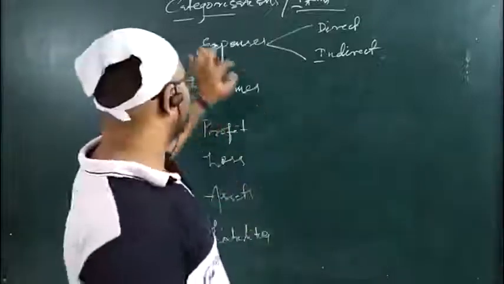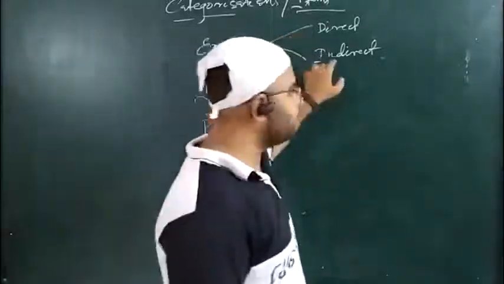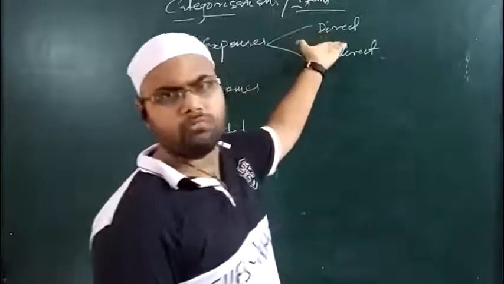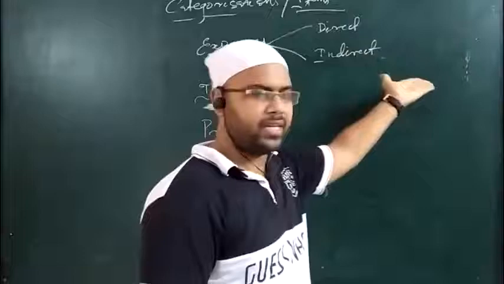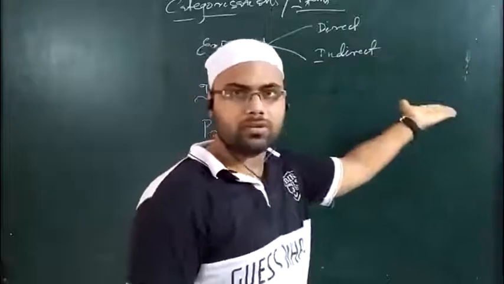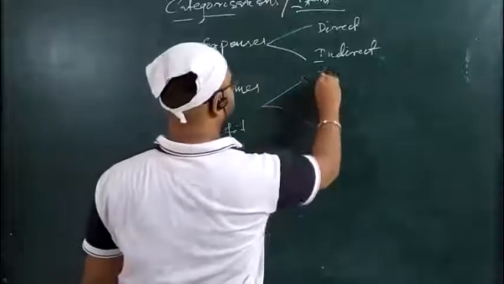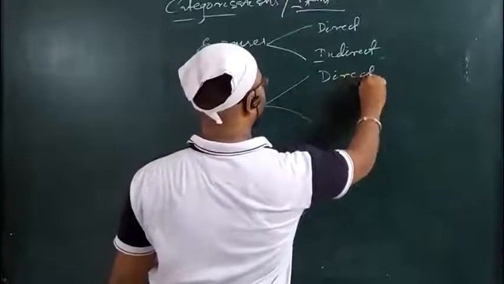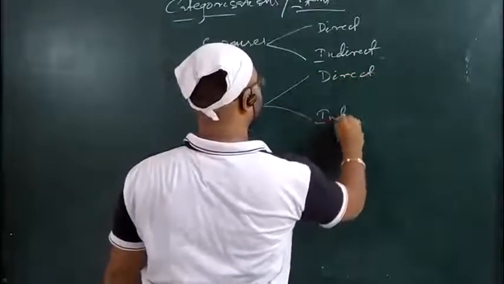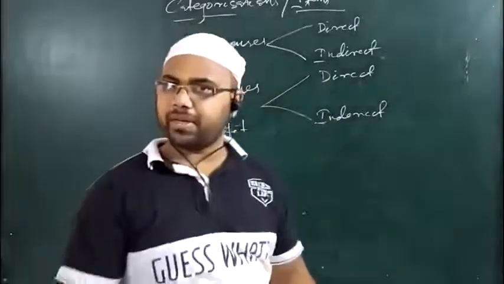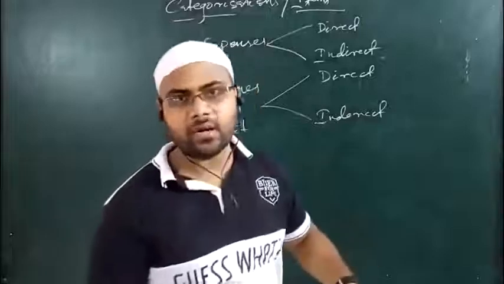So expenses are of 2 types, direct expense and indirect expense. And I will tell you where these expenses go. You know very well: direct expenses go to the trading account, indirect expenses go to the profit and loss account. Then coming to the income part, again we have 2 types, direct income and indirect income. Same goes here also. Direct income is taken to the credit side of the trading account, indirect income is taken to the credit side of the profit and loss account.